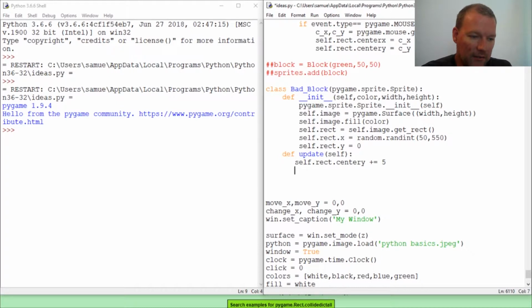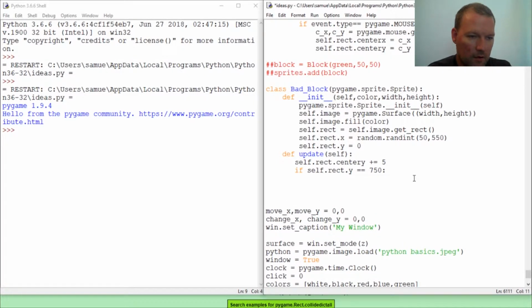So we are going to have it as it hits the bottom barrier of our rectangle around our window. If self.rect.y equals 750, because it's 600 by 800 and we're incrementing by fives, self.kill. It's literally this simple.